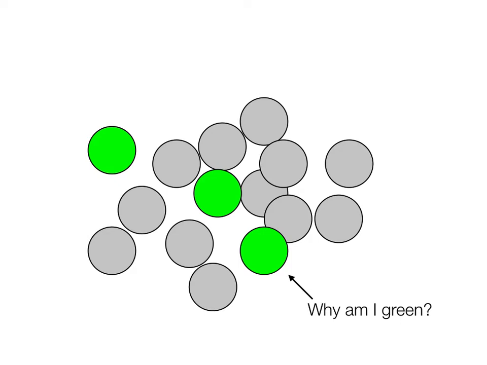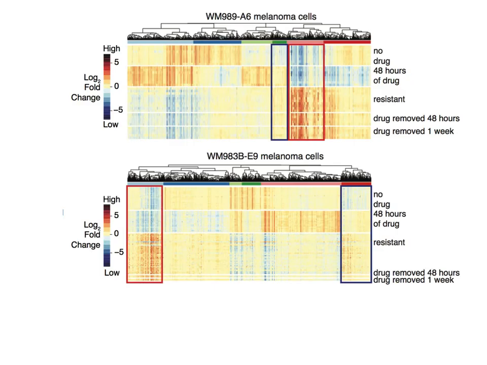This led us to the question, what are these pre-resistant cells and what is unique to them? Specifically, are there gene expression differences that are responsible for this pre-resistant state? To tackle this question, we started with determining what genes are responsible for drug resistance.